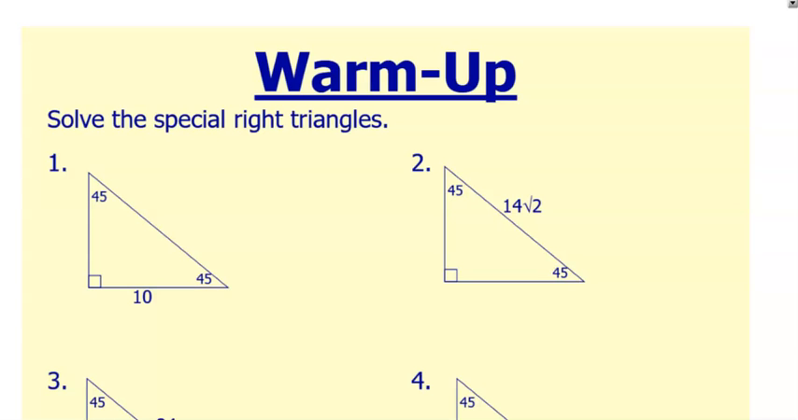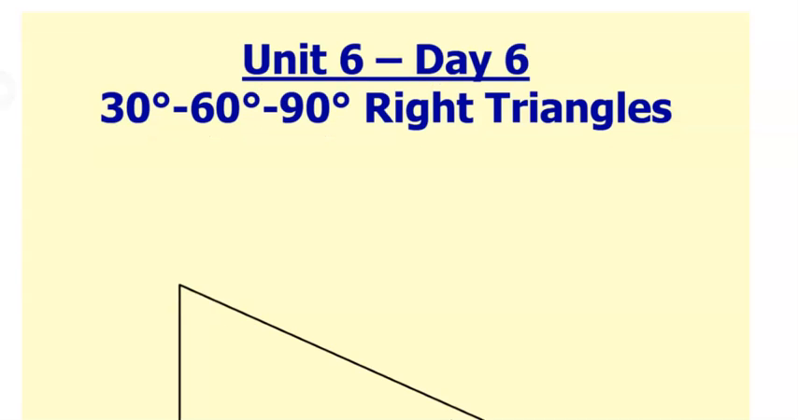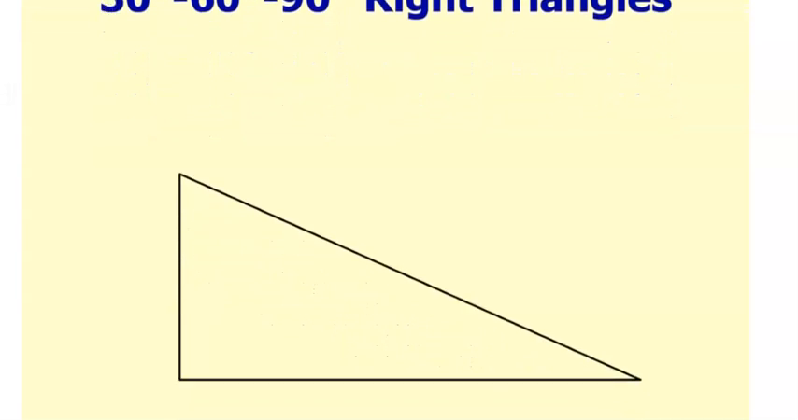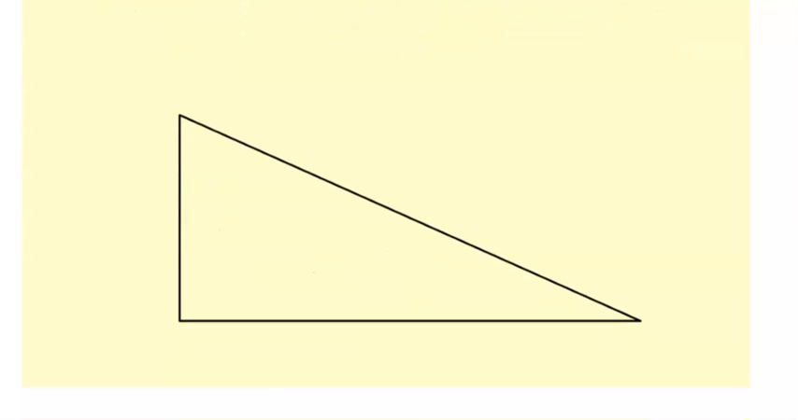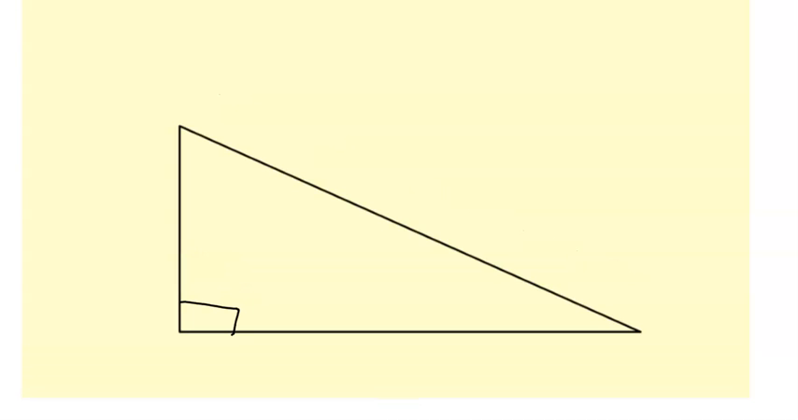All right, we've done plenty with 45, 45, 90, so we're just going to move on. So this is the next type of special right triangle. We have a 90-degree angle right here. That's a little oversized. And then we have a 30-degree angle and a 60-degree angle. Okay? So, the 30, 60, 90.